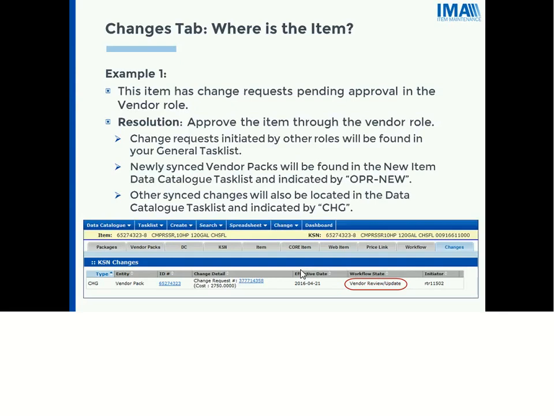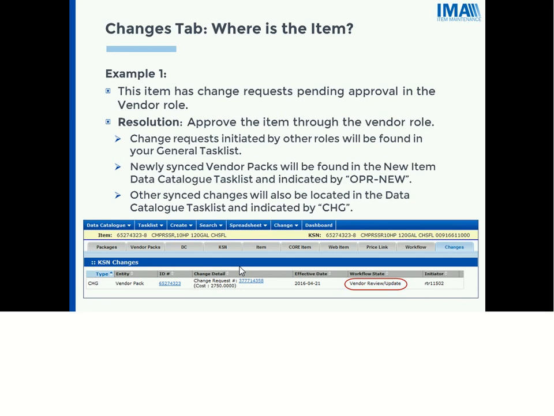Now, newly synced vendor packs, items that you synced over from your data sync operator, are going to be located in your data catalog task list, and they're going to be indicated under the type column by OPR new. That means operational new. It's an operational item with just a new vendor pack. Now, if you've synced over any other changes from your data catalog provider, it's also going to be in your data catalog task list, and it's going to be indicated by CHG, just like it is down here in the left column. So you would just locate your items, and if they're in your new item data catalog task list, you would put them on a grid and approve them.